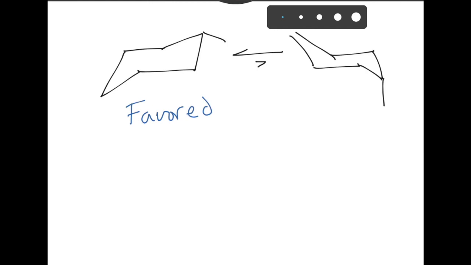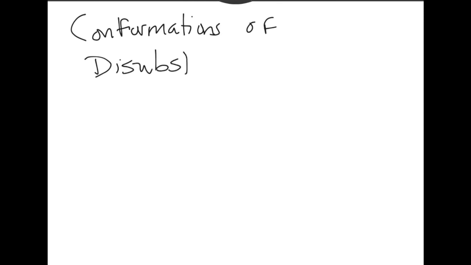So now we're going to start throwing extra stuff on our ring, and we're going to have to figure out how we know which conformation is favored. So we're going to do conformations of disubstituted cyclohexanes.